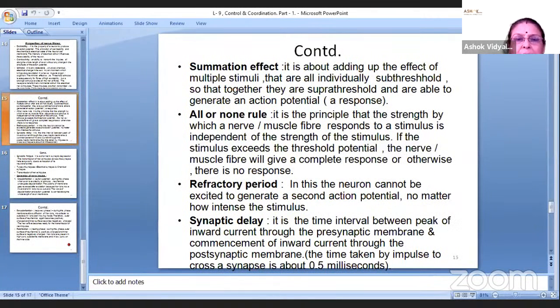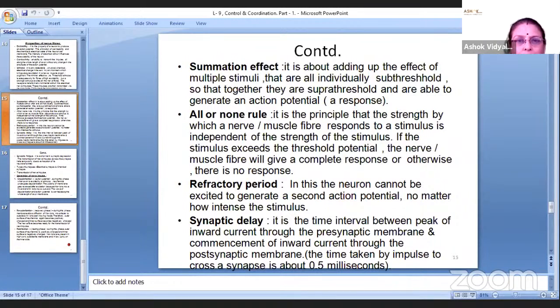Next one is the summation effect, that is the addition. Okay, summation means the addition. It is about adding up the effect of multiple stimuli that are all individually sub-threshold so that together they are supra-threshold and are responsible to generate an action potential. That is the summation effect.